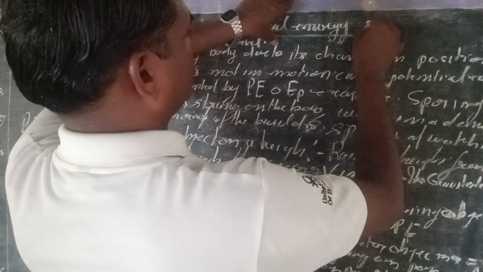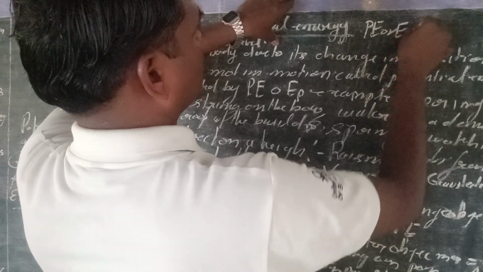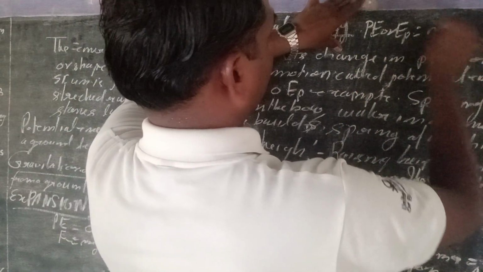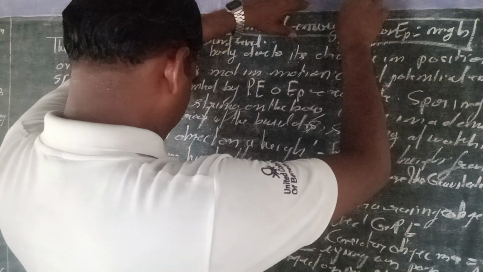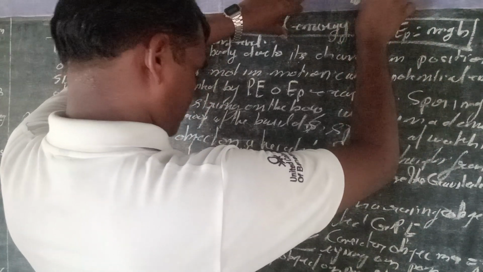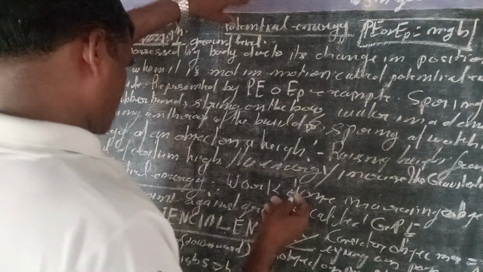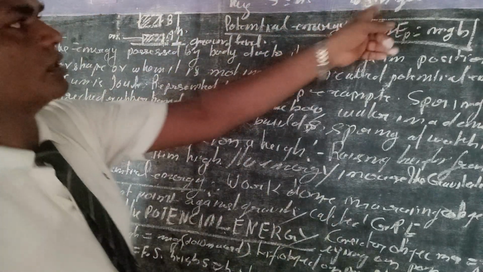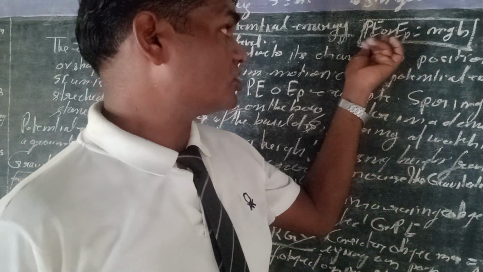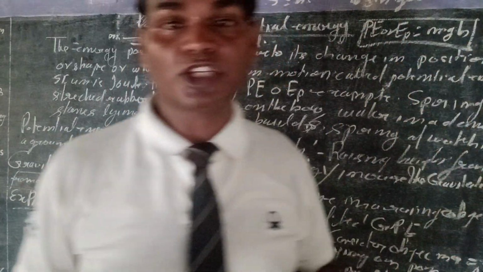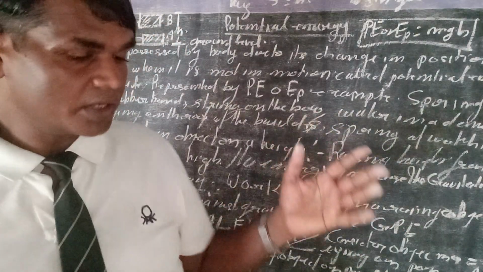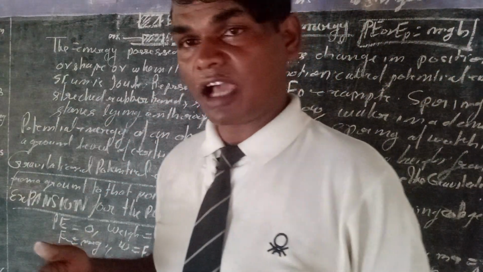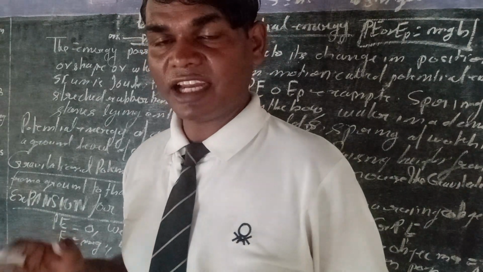I have written PE or EP here, m into g into h. This is the potential energy. In case of a certain height s, W is equal to m into g into s, and the potential energy PE or EP is m into g into s. This formula is useful for every object that is lifted or raised from the ground level to a height, giving its potential energy.